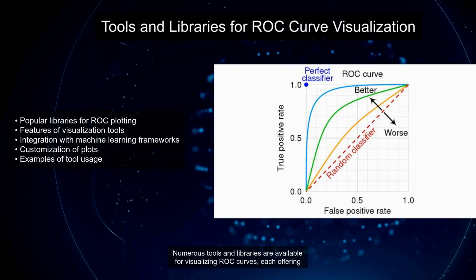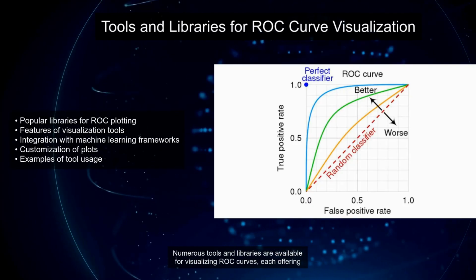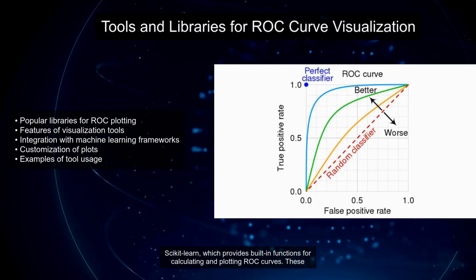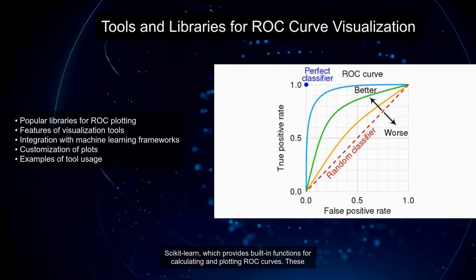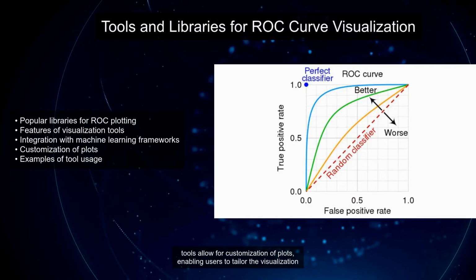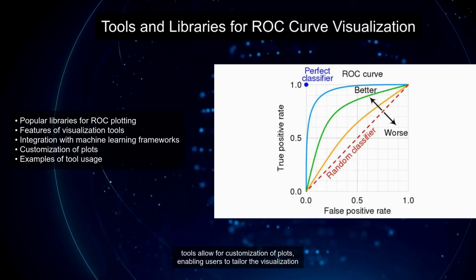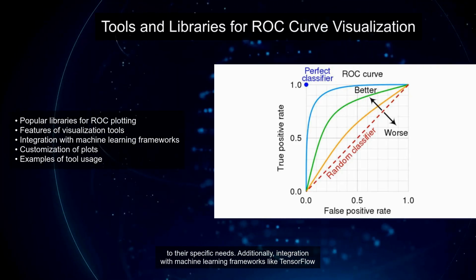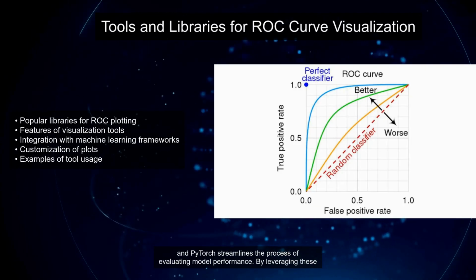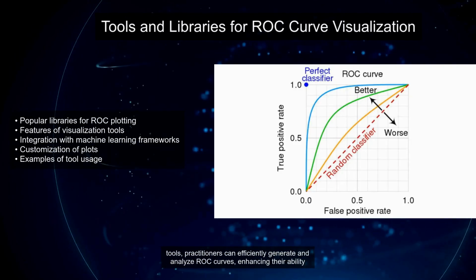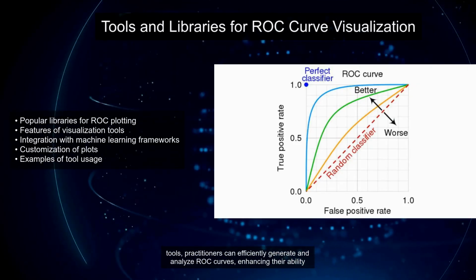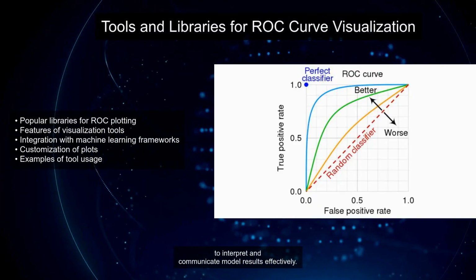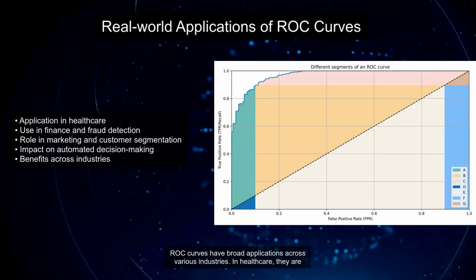Numerous tools and libraries are available for visualizing ROC curves, each offering unique features and integration capabilities. Popular options include Python libraries such as scikit-learn, which provides built-in functions for calculating and plotting ROC curves. These tools allow for customization of plots, enabling users to tailor the visualization to their specific needs. Additionally, integration with machine learning frameworks like TensorFlow and PyTorch streamlines the process of evaluating model performance. By leveraging these tools, practitioners can efficiently generate and analyze ROC curves, enhancing their ability to interpret and communicate model results effectively.